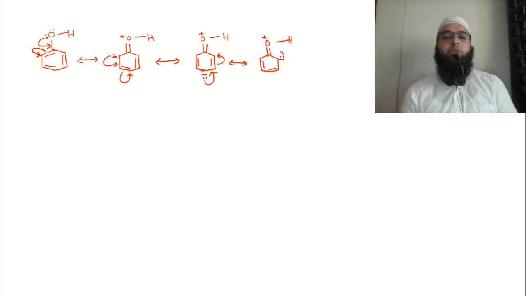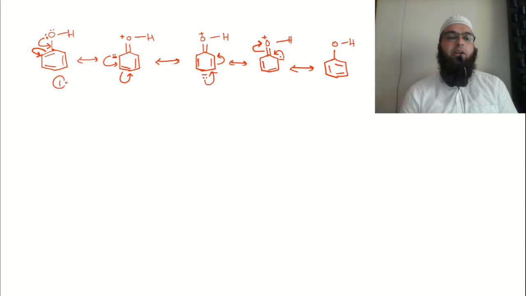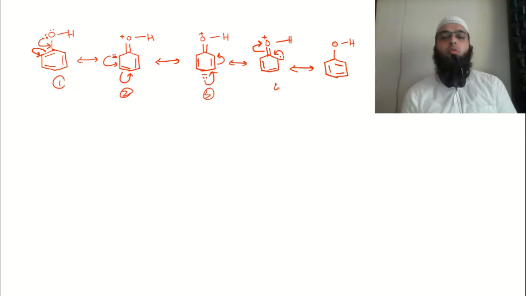Now this lone pair of electrons is going to shift. This will kick off this lone pair of electrons up to the carbon, up to the oxygen, and we'll be getting the final hybrid structure. That is, we'll be having an oxygen, hydrogen, and in this case we are having 1, 2, 3, 4 and 5 hybrid structures of this phenol.